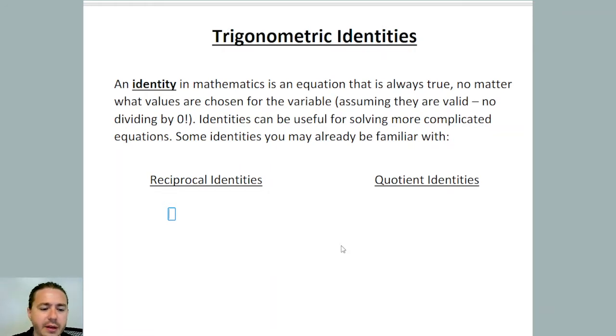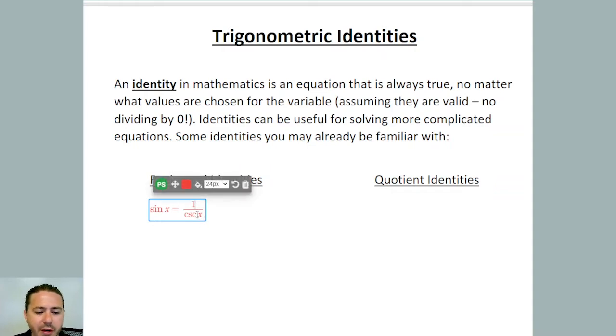So for example, sine of x, or sine of theta, is going to be equal to 1 over cosecant of theta. Okay, they are reciprocals. So this is an identity. This is going to be true no matter what the angle measure is, assuming that it's valid. You can't divide by 0 here, so there's going to be some x values, I guess infinitely many, where this isn't true, but they're not going to be valid for this function anyway. So for all the x values in the domain of these functions, this will be an identity.